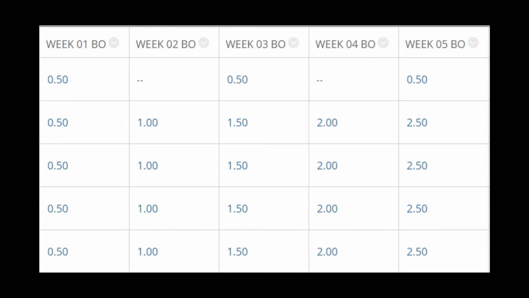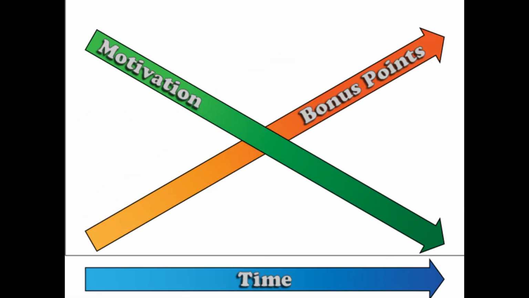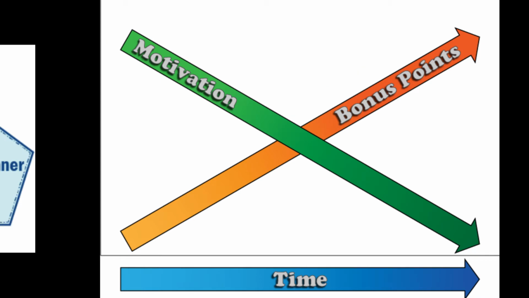They earn bonus points each week in which they submit their work on time, and the bonus increases as long as they keep submitting work on time. But if they miss a week, the amount of the bonus resets. This increases the reward as the semester continues, while, as we know, motivation tends to go down.